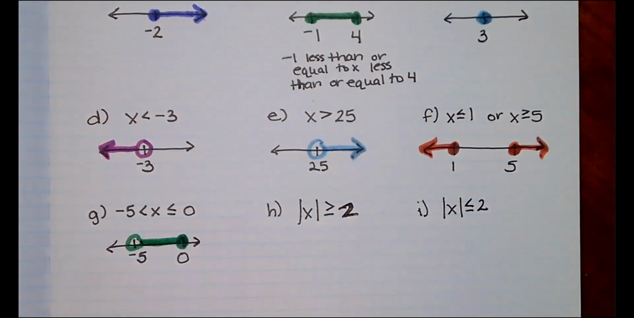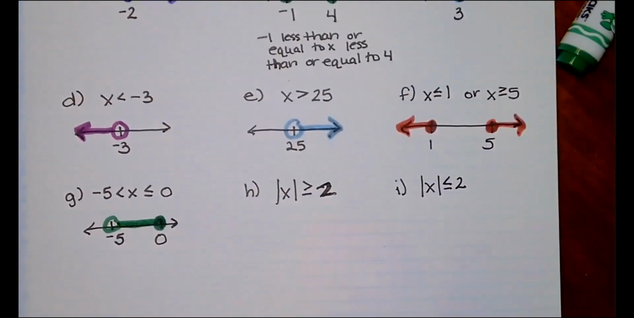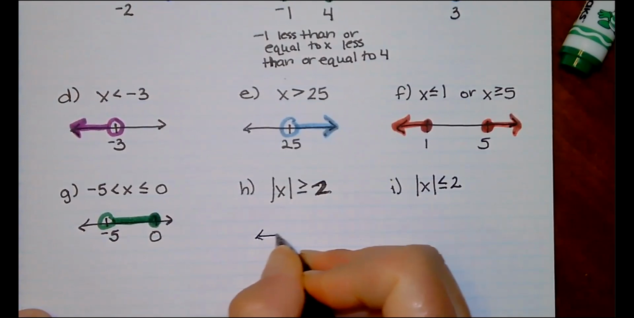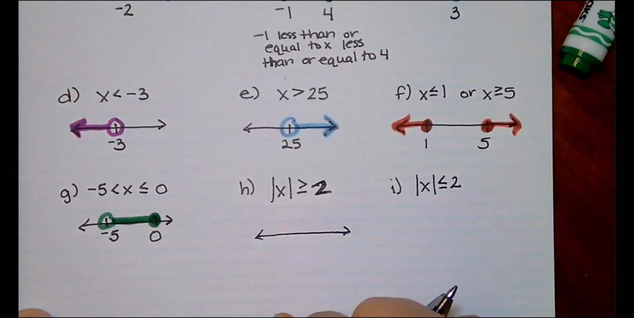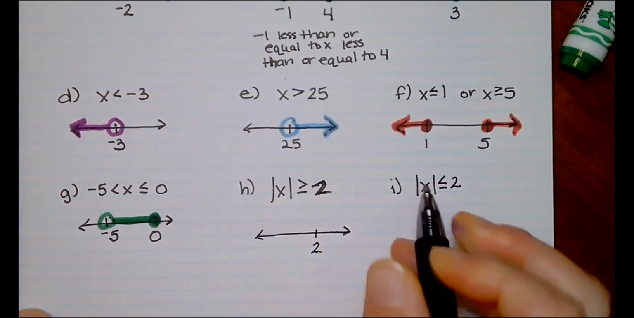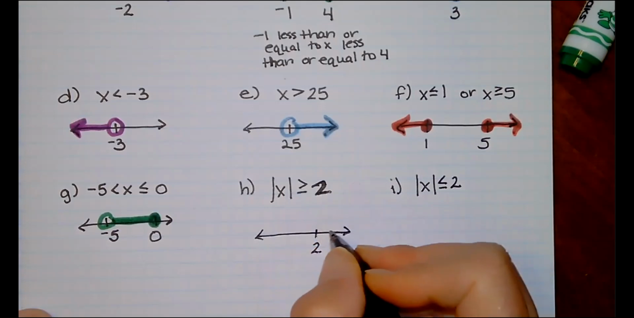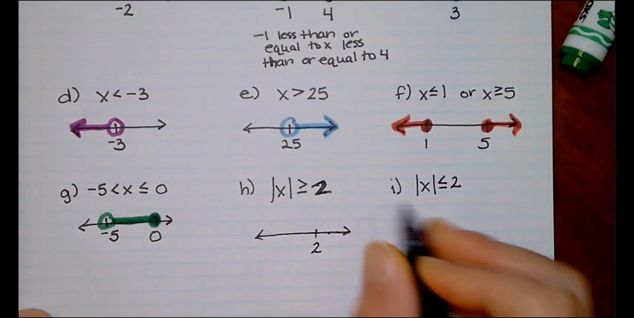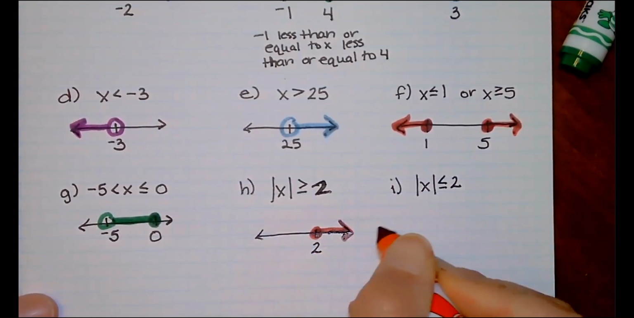Now, H and I are ones that will help us today, but we're going to see more ones like this later on. So this is just a little intro. So for this, I want numbers that the absolute value of them is greater than or equal to 2. So I definitely know that 2 would be equal to 2. So the absolute value of 2 would be equal to 2. And absolute value of 3 would be greater than or equal to 2, and 4 and 5. So I'm going to have a closed circle here, and I'm going to be going this direction.